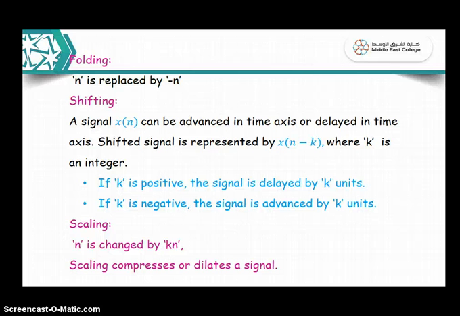Then comes shifting. When x of n is the input signal and we have x of n minus k or x of n plus k, where k may be any positive or negative integer value, we call it shifting. Scaling is when n is changed to kn. If we change the value of n to kn, it is scaling. So this is compressing or dilating a signal.